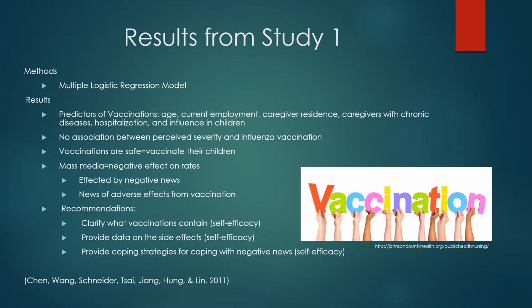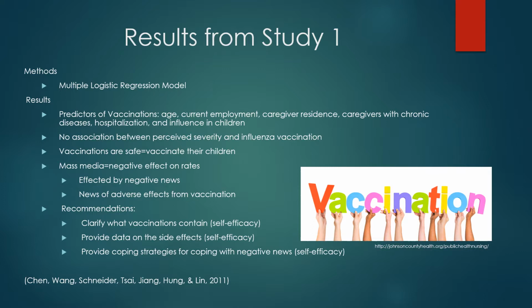Other studies have found that there is an association with perceived severity, but for whatever reason, this study did not find that. They also found that the caregivers who believed that vaccinations were safe tended to vaccinate their children and felt safe vaccinating their children. And they also found that mass media had a negative effect on vaccination rates. And they believed that individuals were affected specifically by negative news related to vaccinations, and news of adverse effects associated with vaccinations.